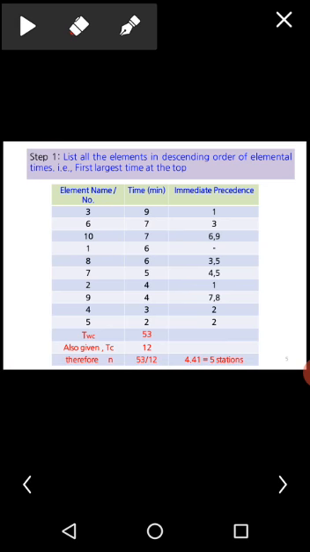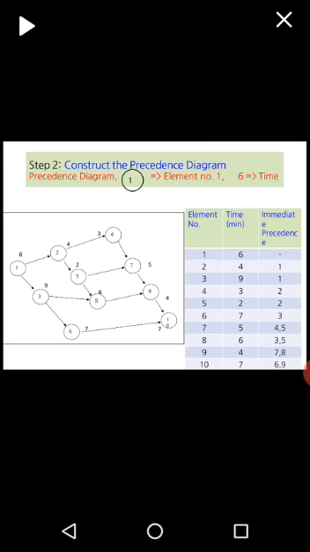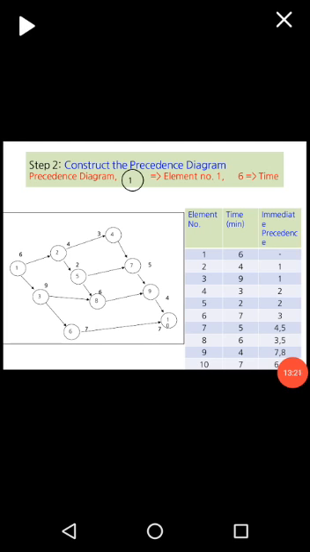What we did in step 1 is we considered which one is having the largest time. We wrote it at the top, and it goes on in decreasing order according to its element number. This is the first step. Clear? Coming to the second step, we need to construct the precedence diagram.